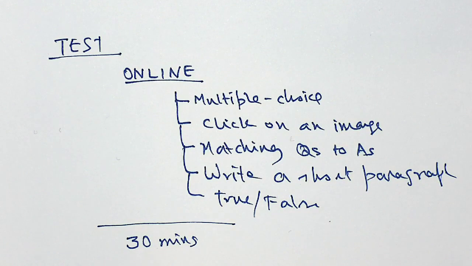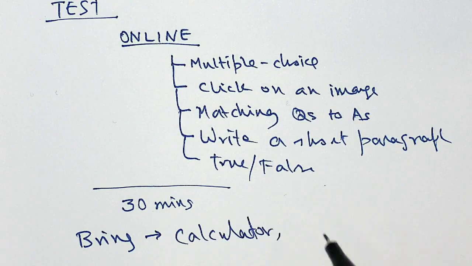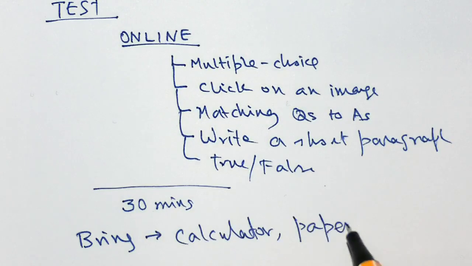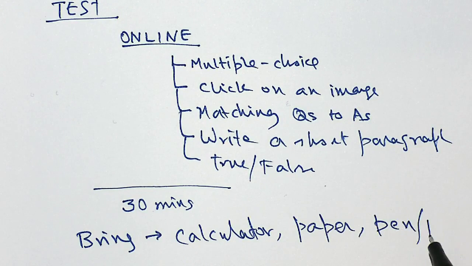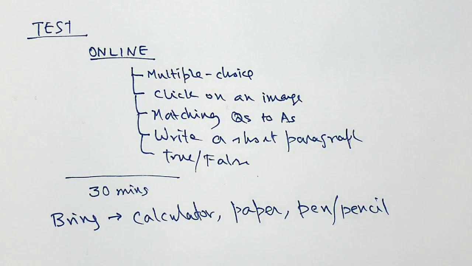Bring a calculator, some paper, and pen or pencil, whatever you use. And of course this should be open book and open computer and everything. So you can bring whatever notes, anything, that's fine. What you are not allowed to do is talk to the person next to you.